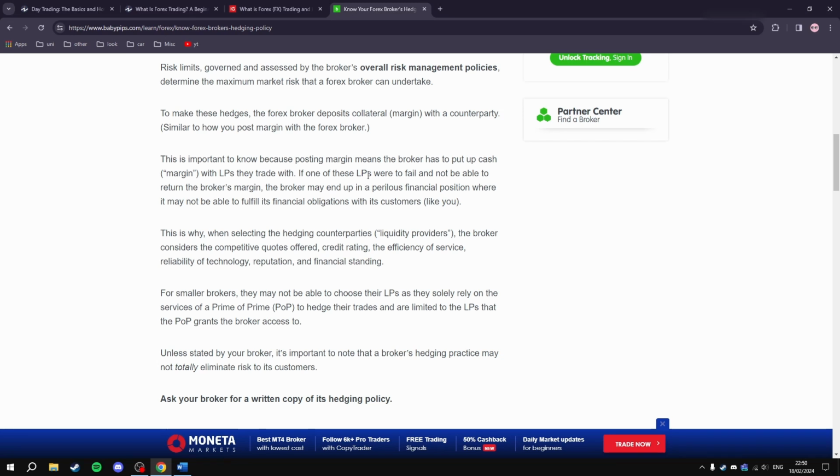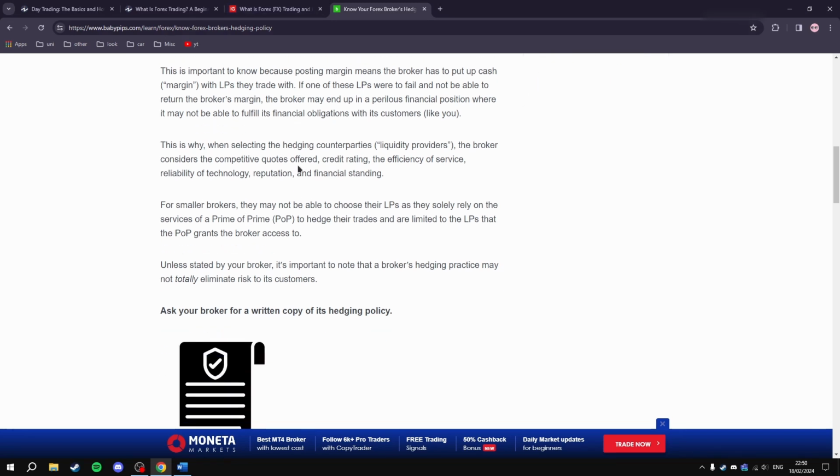If one of these liquidity providers were to fail and not be able to return the broker's margin, the broker may end up in a perilous financial position where it may not be able to fulfill its financial obligations with its customers, like you. This is why when selecting the hedging counterparties, the liquidity providers, the broker considers the competitive quotes offered, credit rating, the efficiency of service, reliability of technology, reputation and financial standing.